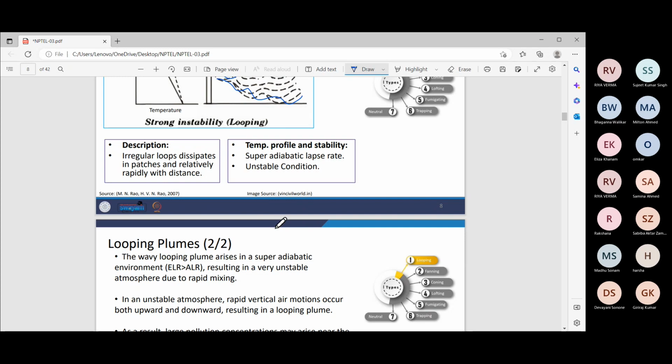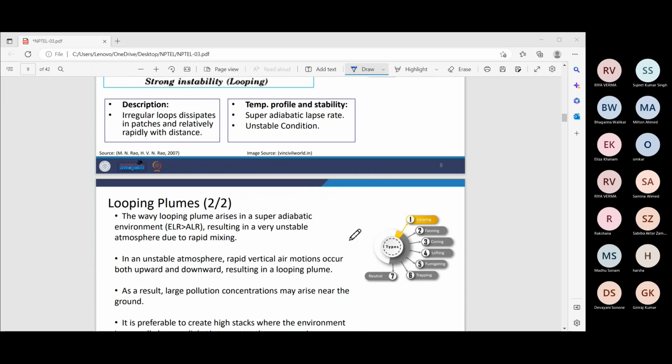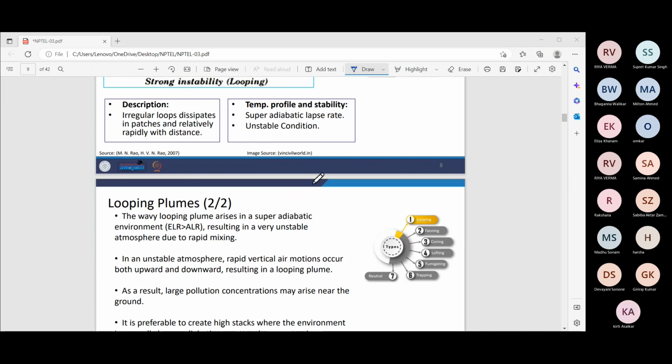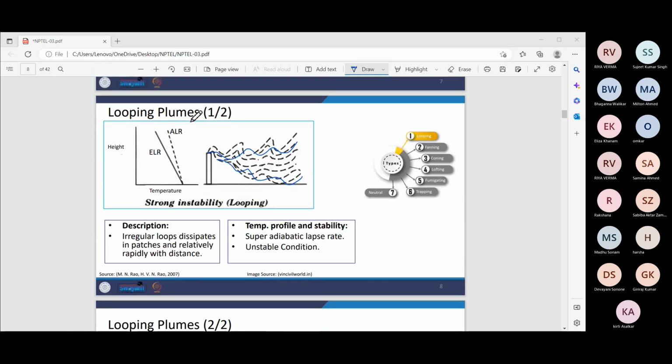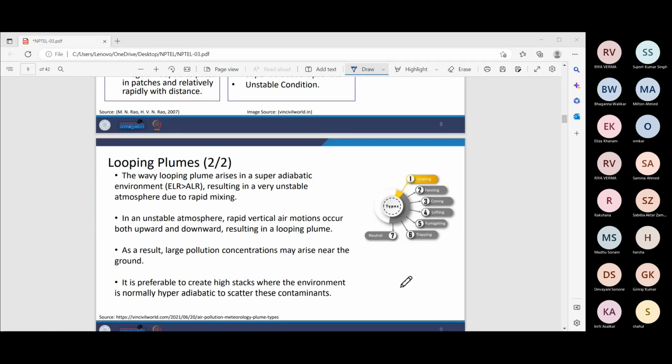Since the atmosphere is unstable, rapid vertical air motions will occur both upwards and downwards. So the area that it will cover will be bigger, and maximum dissipation is occurring in this case. As a result, large pollution concentrations may rise near the ground.